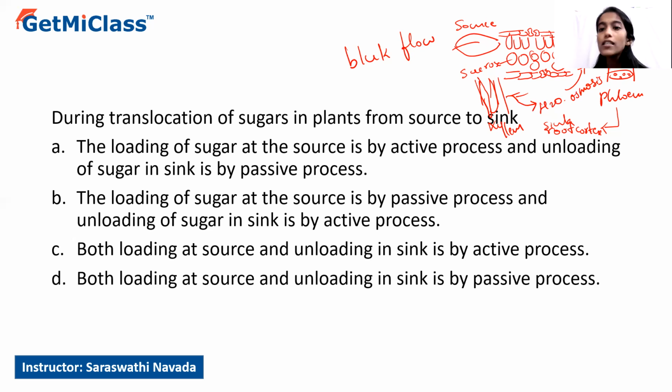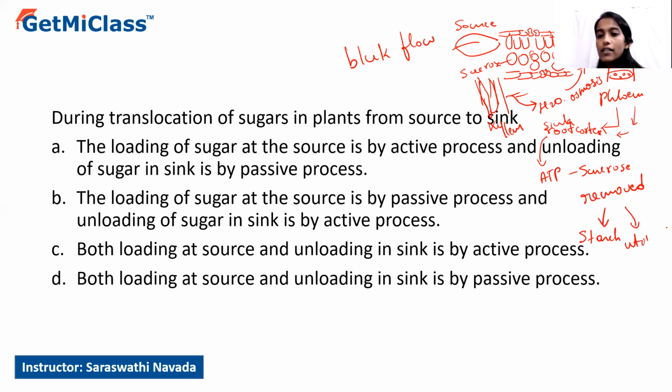This creates pressure within the companion cell, which pushes its content into the sieve tube, and from the sieve tube through the sieve plate, it will move further in a downward direction and reach the sink. Suppose root cells are considered as a sink, so it will move to the root cortex. In the sink, once the sucrose molecules are accumulated, by using ATP, this sucrose will be removed, and either it will be converted to starch or it will be utilized.